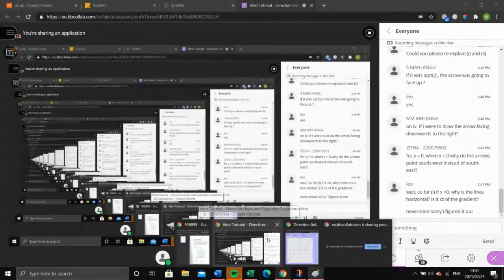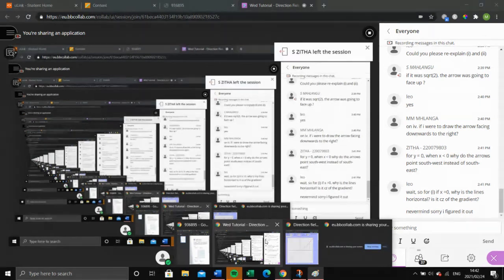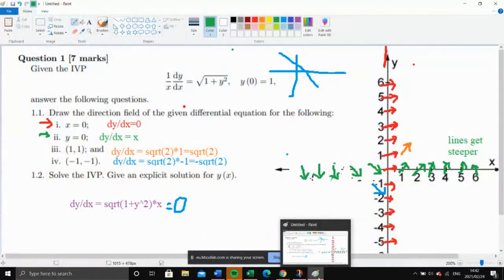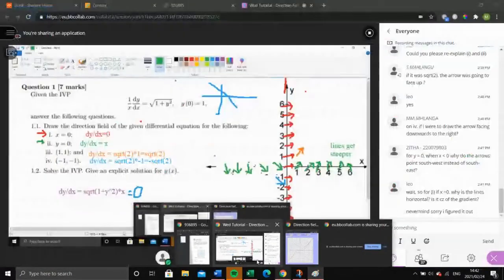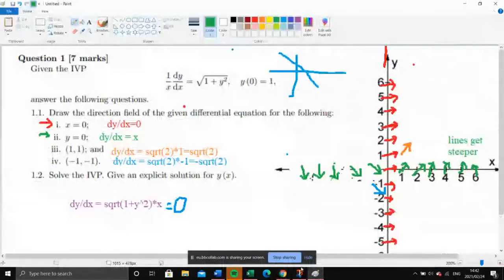For I, if x is equal to 0, y is the, okay, awesome. For y less than 0 and x, yeah, southeast. Zeta, you are 100% correct. They should be pointing south, not southeast, but yeah, so southeast. Okay, are there any questions? I will leave this up.